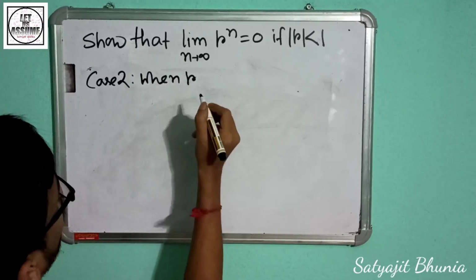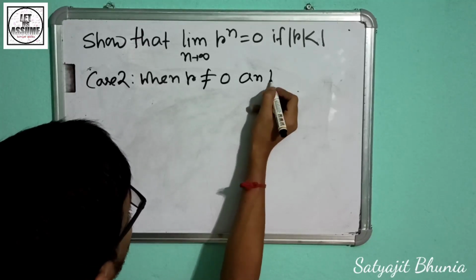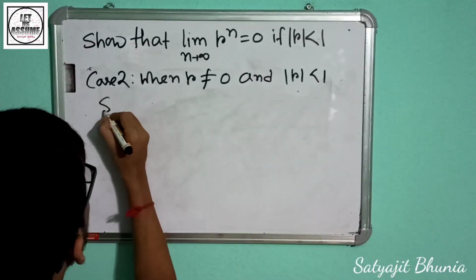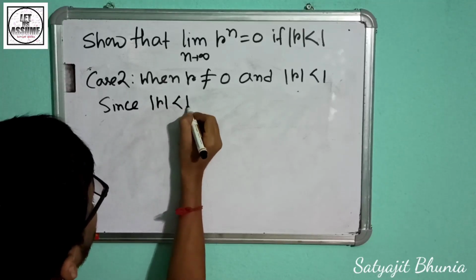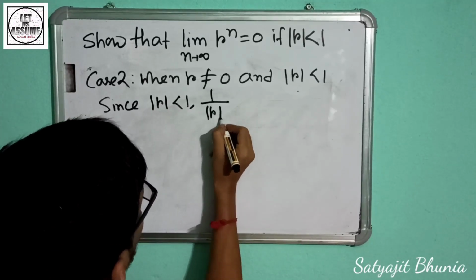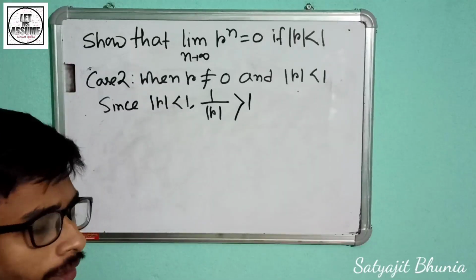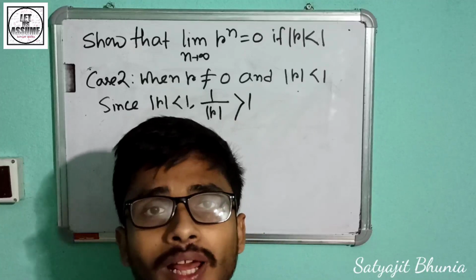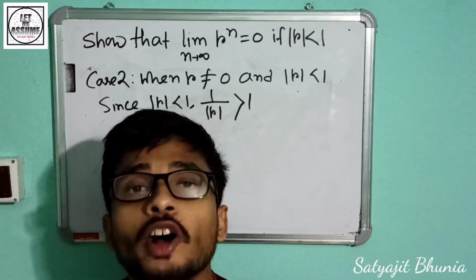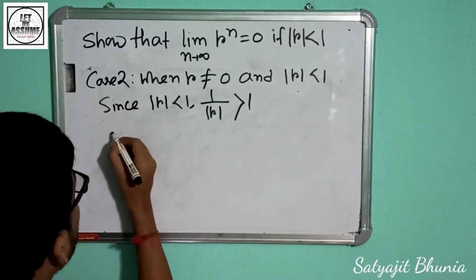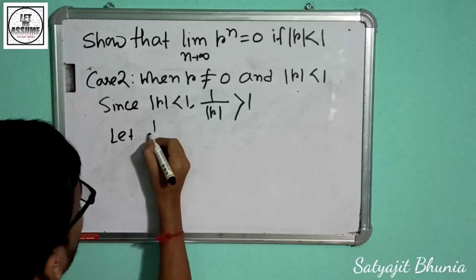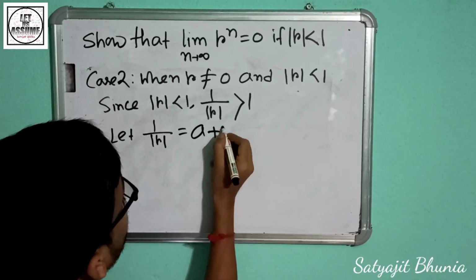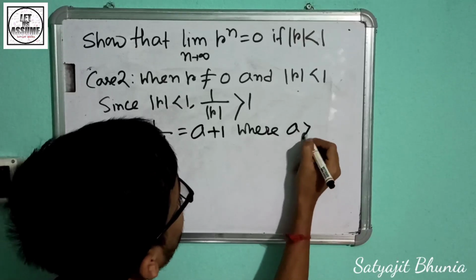When r is not equal to 0 and mod of r less than 1. Okay, so since mod of r less than 1, so mod of 1 by r is greater than 1. So we can take 1 by mod r is equal to a plus 1, where a is some positive number. Let 1 by mod r is equal to a plus 1, where a is greater than 0.